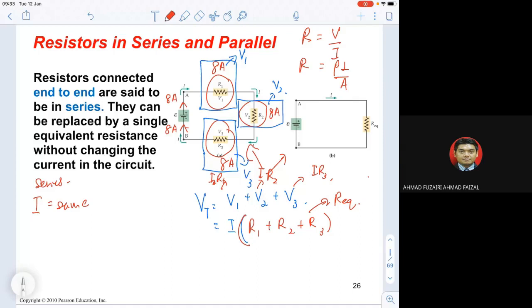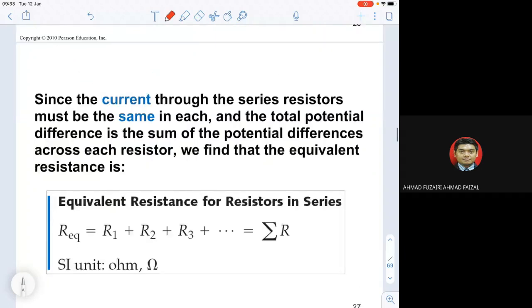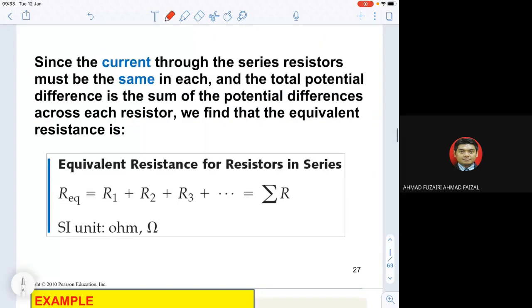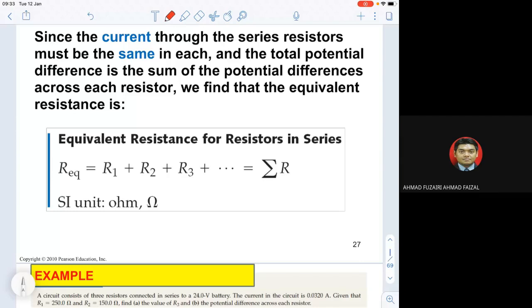This is how we can know that in series, I is the same, and V total is equivalent to V1 plus V2 plus V3, and so on. I is the same if always on the same road, and R equivalent is equivalent to R1 plus R2 plus R3. So that will be the purpose of resistors in series and parallel. This is how they get the equivalent resistance for resistors in series.